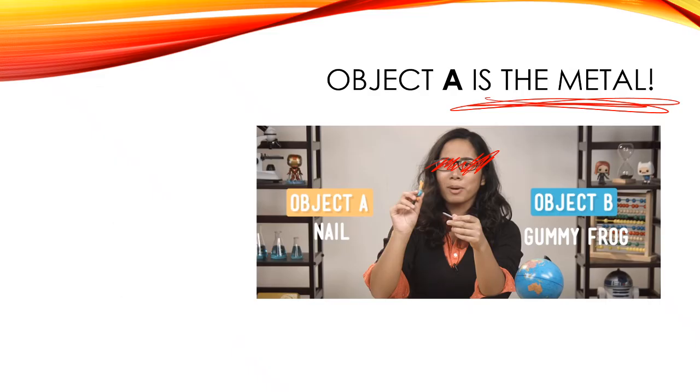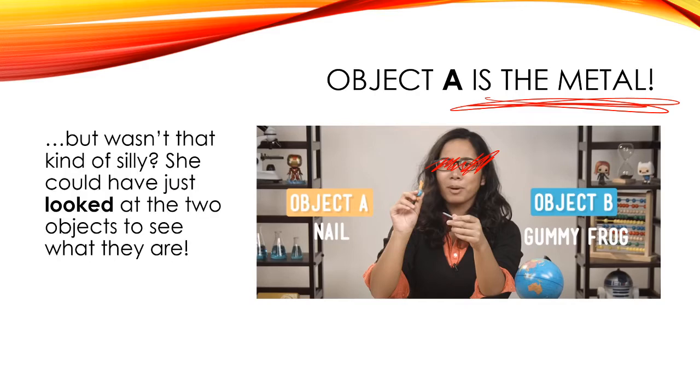But what you're probably thinking is probably something similar to what I was thinking when she did this, which wasn't that kind of silly? Like, she could have just looked at the two objects to see what they are. A nail doesn't look very much like a gummy frog, right? Why do we, if we don't have a blindfold on, assuming that we can all see, need properties, if we can just be like, well, that's a nail and that's a gummy frog?